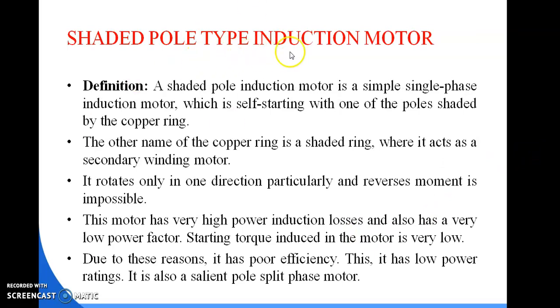Next is the shaded pole type induction motor. What is a shaded pole motor? A shaded pole induction motor is a single phase induction motor which is self-starting, with one of the poles shaded by a copper ring. The other name of the copper ring is a shading ring, where it acts as a secondary winding. The motor rotates only in one direction, and reversing its direction is generally not possible.